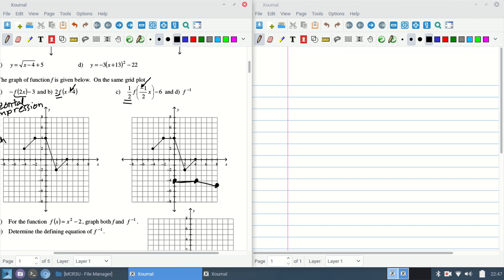So now this guy's going to be halved. So instead of being -2, it's going to be -1, so it's right there. And the x value is currently 2, so now it's going to be doubled to 4.